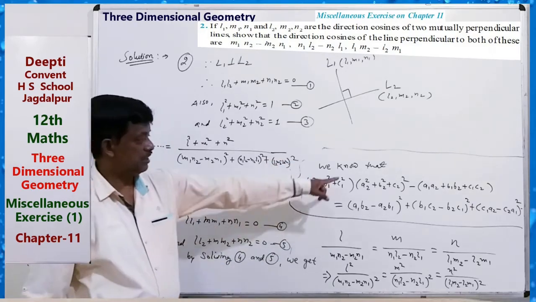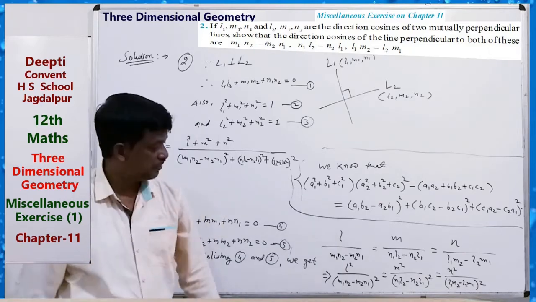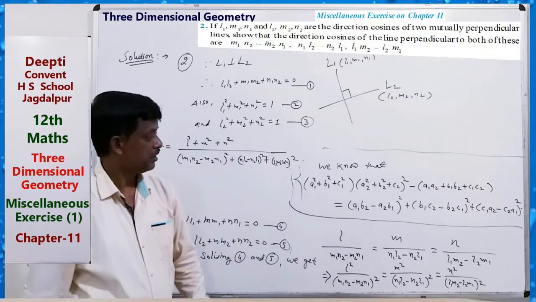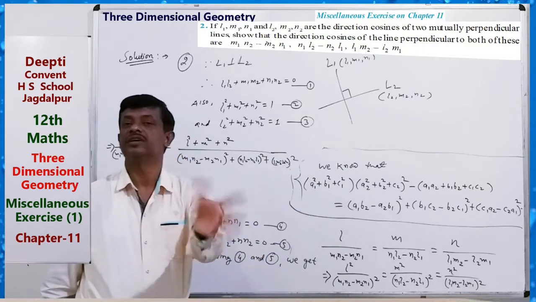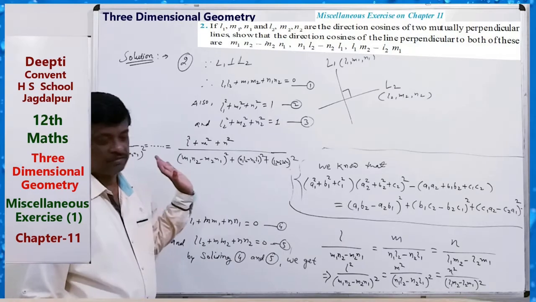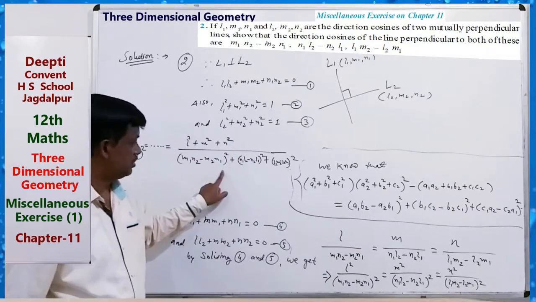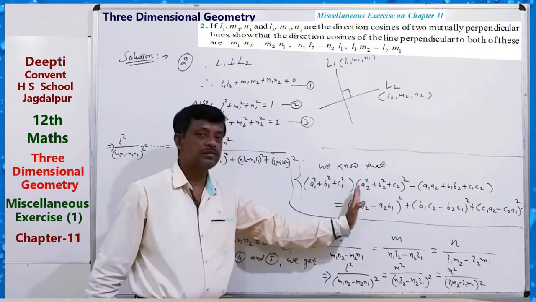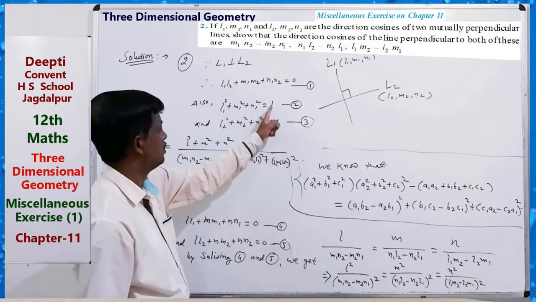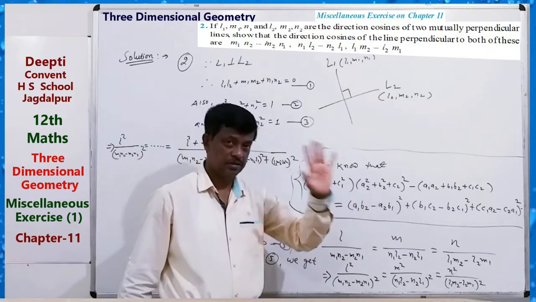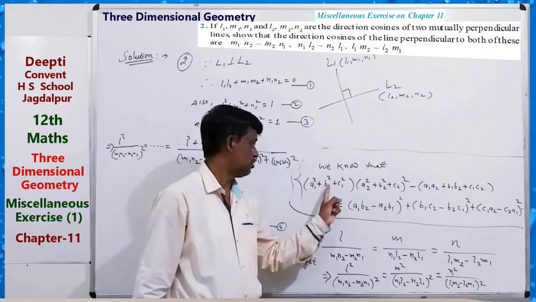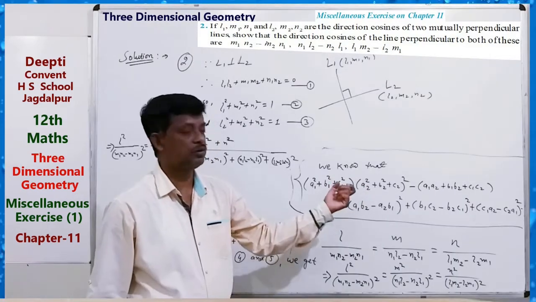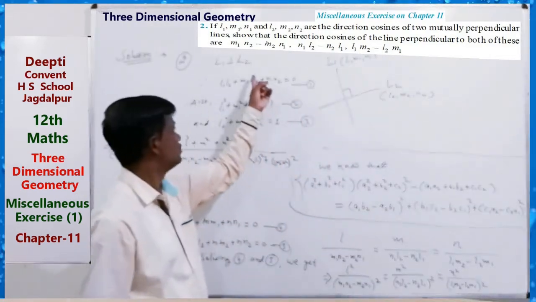Now using this identity, in place of A1 B1 C1 we take L1 M1 N1, and in place of A2 B2 C2 we take L2 M2 N2. Then this quantity is equal to this. Here the sum of L1 M1 N1 squares is equal to 1, and likewise for L2 M2 N2. So it is 1 into 1 minus, and this is equal to 0.